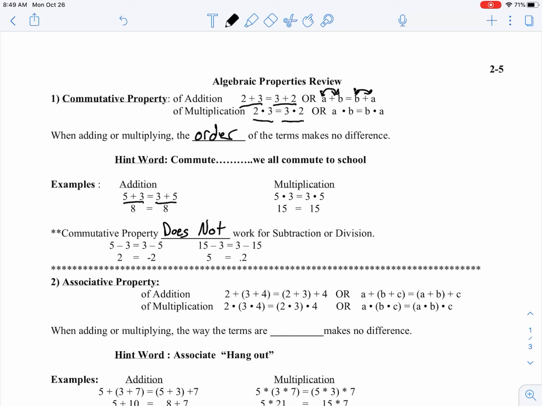One thing we want to remember is the commutative property does not work for subtraction or division. If we take a look, 5 minus 3 gives us 2, and then 3 minus 5 gives us negative 2. These are not equal, so it does not work. Same thing, 15 divided by 3 gives us 5, and 3 divided by 15 gives us 0.2, definitely not equal, not even close to being the same.